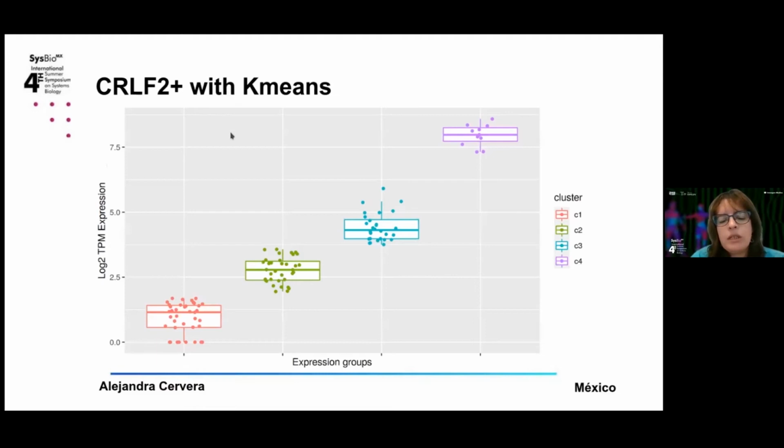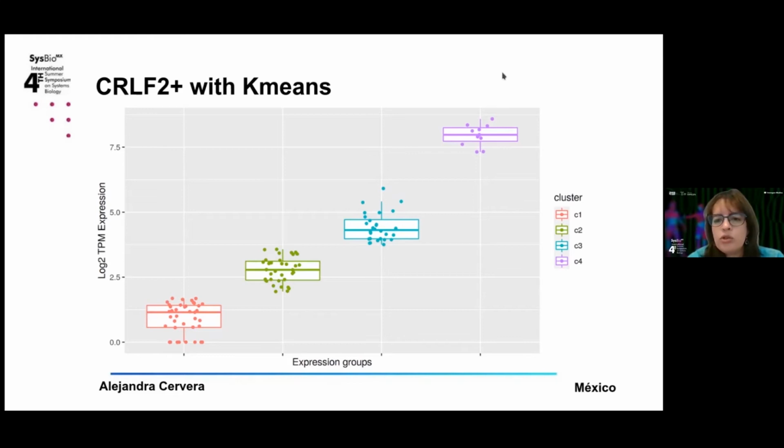What we have been doing in this project is using the K-means algorithm to try to find different clusters of expression. I think this has worked very well for us because we can see that we have a gap here in between these three groups of expression and the highest expression group. So next, what we have been doing is to try to identify what molecular mechanisms are driving this overexpression here.